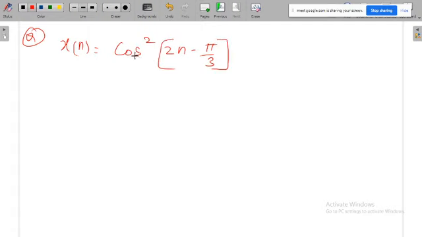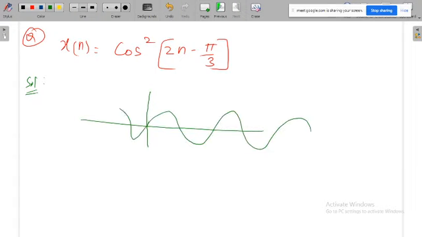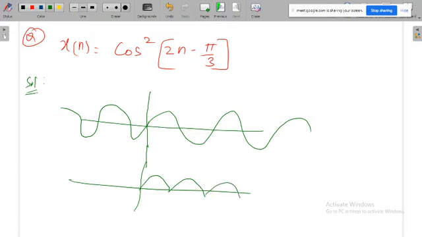Okay, now the signal is given in cos square. Whenever you square the signal, what will happen? Either the frequency will increase or the time period will decrease. Say for example, before discussing this, I am giving some idea. If you are having some sine signal, and once you square the signal, how will the signal look like? It will look like this. In this process, what is happening to the time period? What is happening to the frequency?